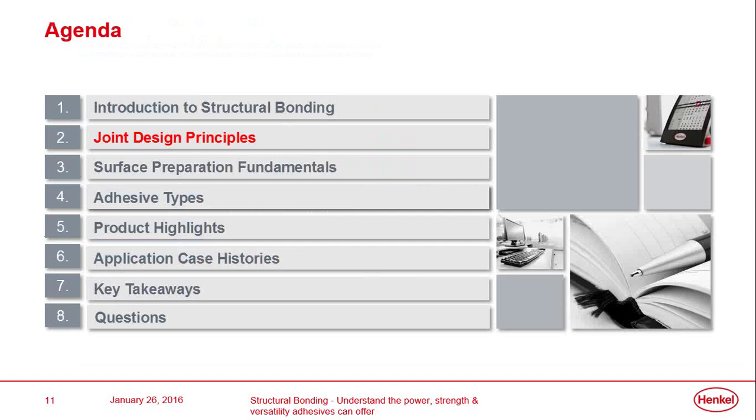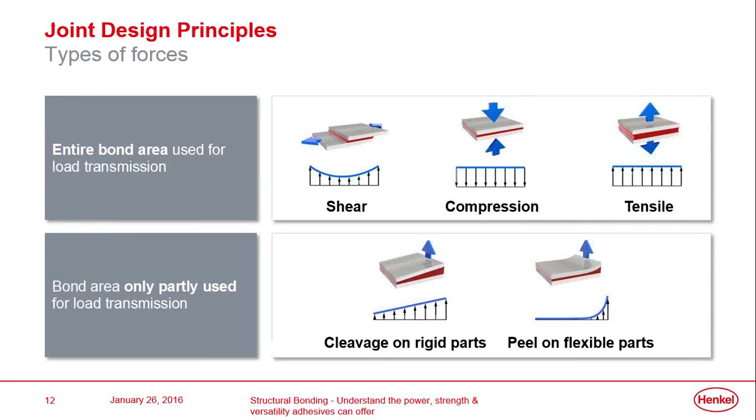What we can't do, and what this next small part of the presentation goes on to talk about, is take a joint that has previously been designed for welding and consider that we can take the same design and bond it. We have to consider making the joint in a manner that maximizes the benefits that the adhesives bring.